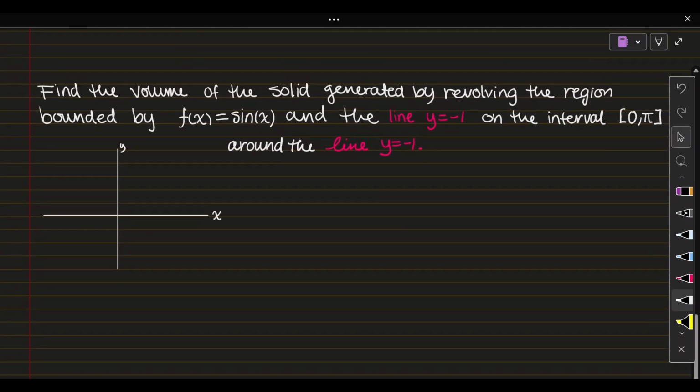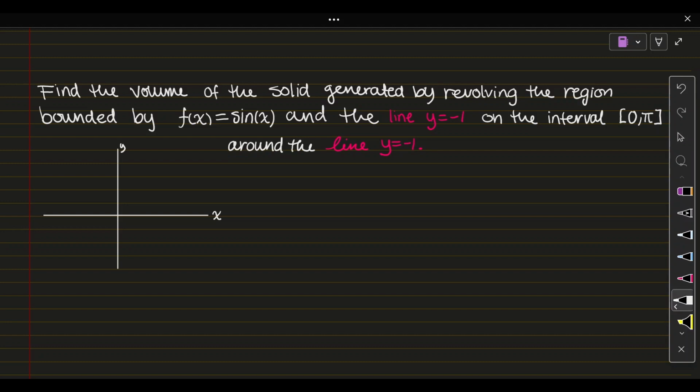Okay, so up until this point, we've been working with the x and y axes as our axis of revolution. But in this case, we're talking about just some line in the plane. So we want to find the volume of the solid generated by revolving the region bounded by f of x equals sine x and the line y equals -1 on the interval 0 to pi around the line y equals -1.